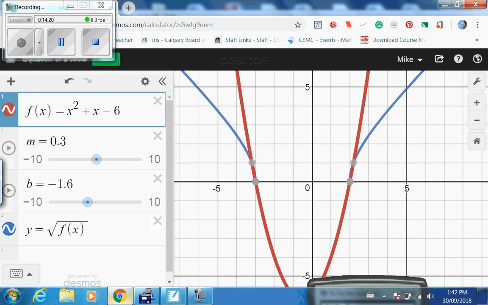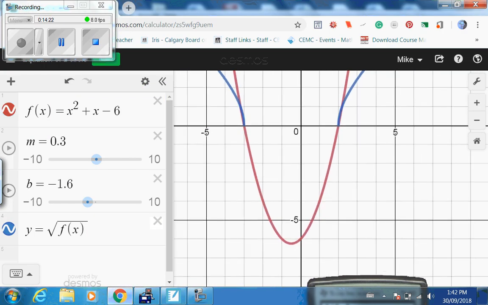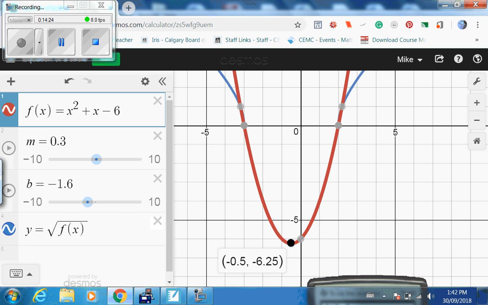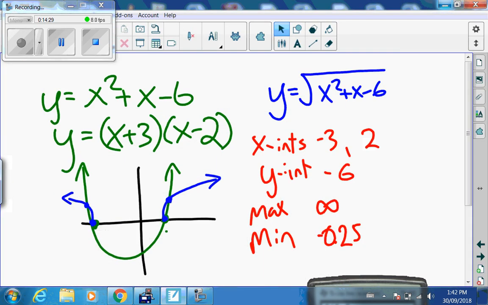Let's check it in Desmos while we've got it here. I'm assuming that everybody still remembers how to find the minimum value with their calculator. But yeah, -6.25. So that's a 6. Doesn't look like much, but it is.